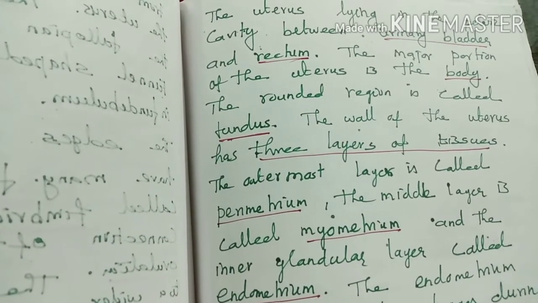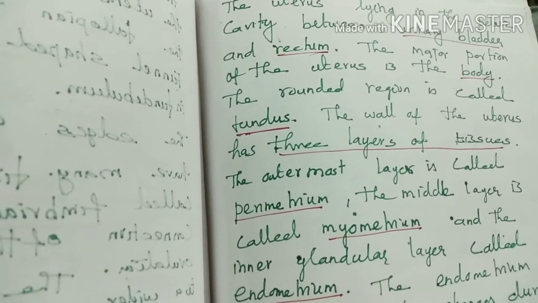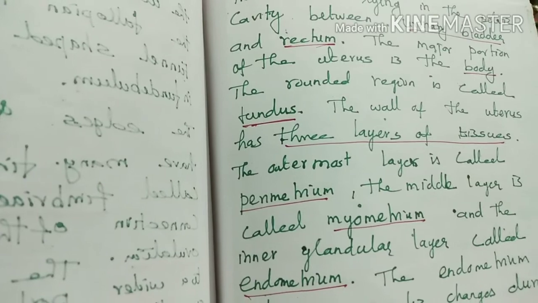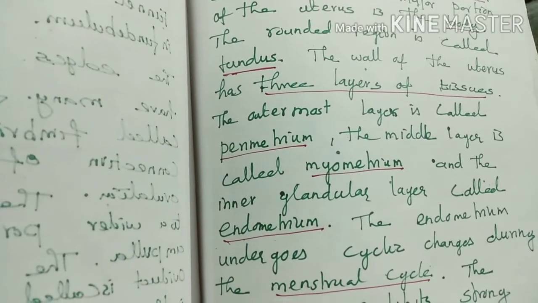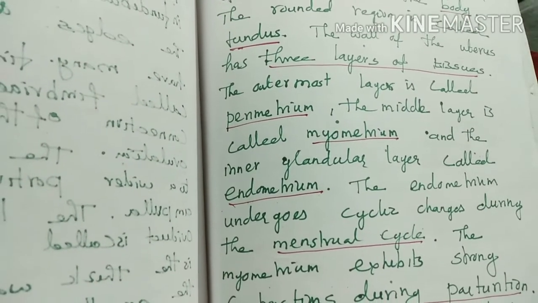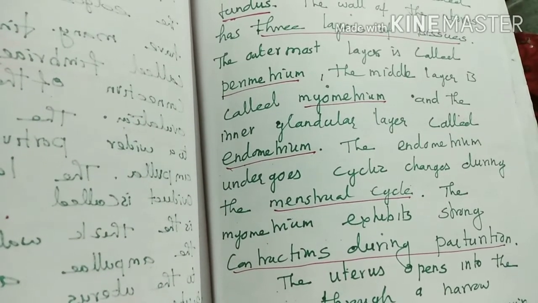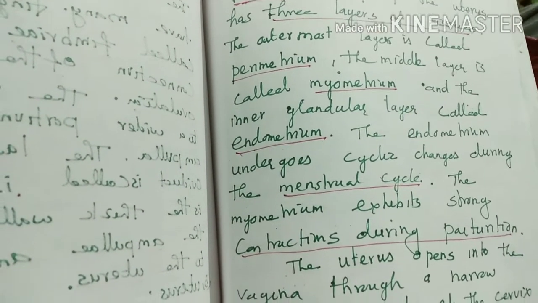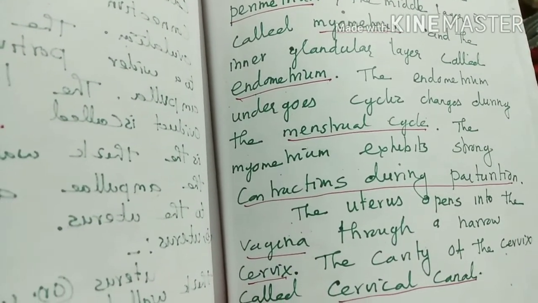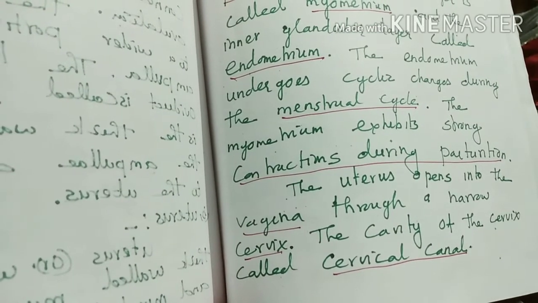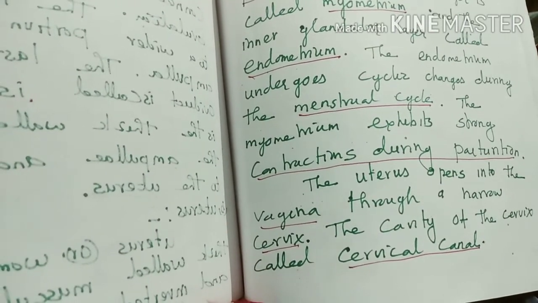The wall of the uterus has 3 layers of tissues. The outermost layer is called perimetrium. The middle layer is called myometrium, and the inner glandular layer is called endometrium. The endometrium undergoes cyclic changes during the menstrual cycle. The myometrium exhibits strong contraction during parturition. The uterus opens into the vagina through a narrow cervix. The cavity of the cervix is called the cervical canal.